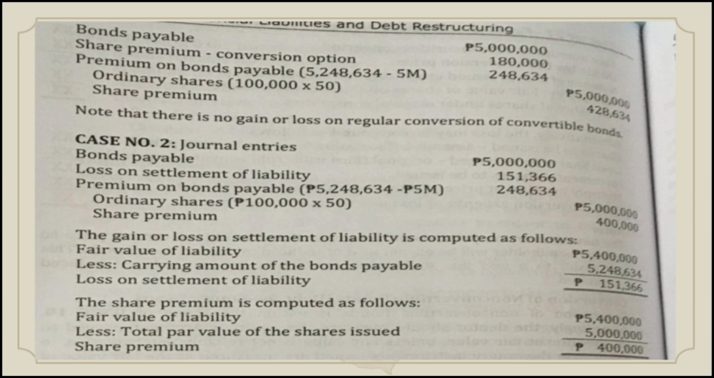So, this naman po ang share premium. So, para makuha nato ang share premium, ang atong formula ani is ang fair value sa liability ato siyang minusan sa total par value of the shares issued. So, di ba naa tay fair value sa liability nga 5,400,000 and then ato siyang minusan sa total par value of the shares issued nga 5 million. So, 5,400,000 minus 5 million is equal to 400,000 pesos. So, mao na ang atong share premium.